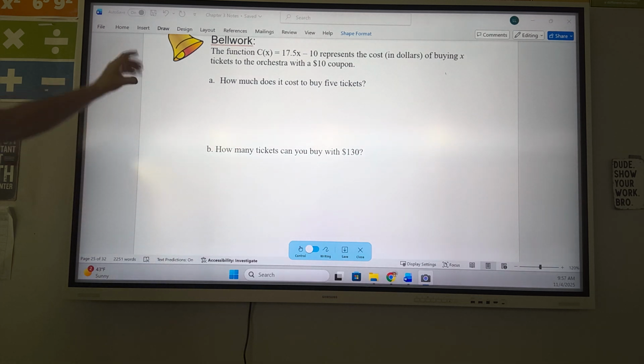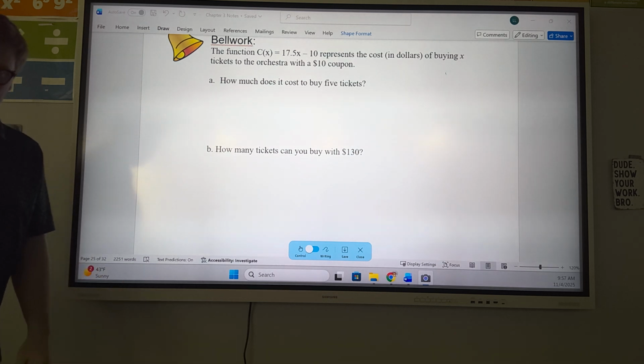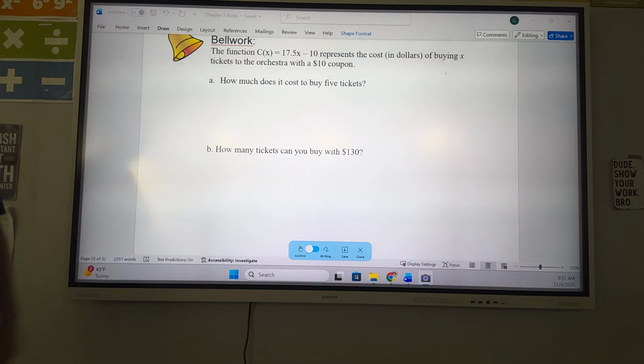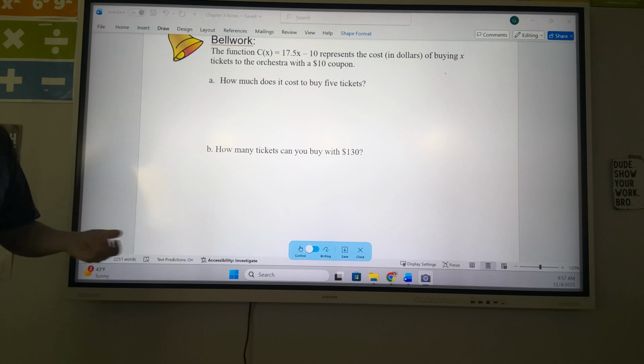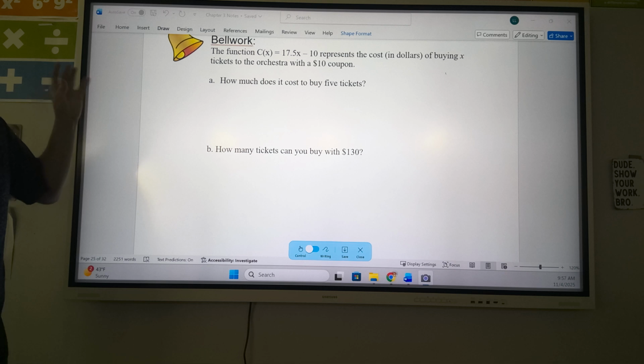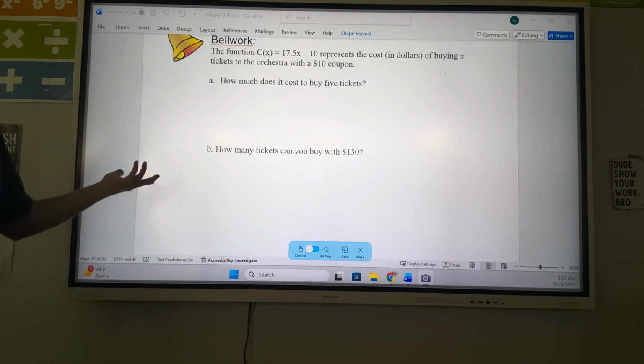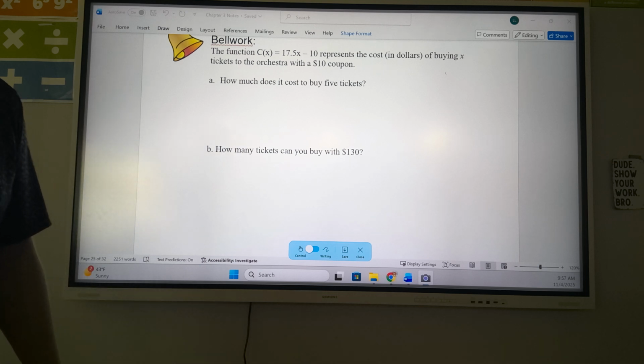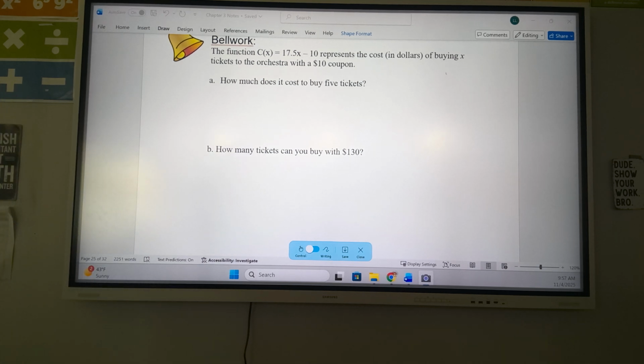Okay, this is just an opportunity to practice a little bit of what we've talked about with functions. This is a good example of what might show up on things like the ACT or other standardized tests. They'll give you what a function represents, and you have to solve two different solutions or one solution or whatever. So go ahead and pause the video, try it. It's your bell work for today.